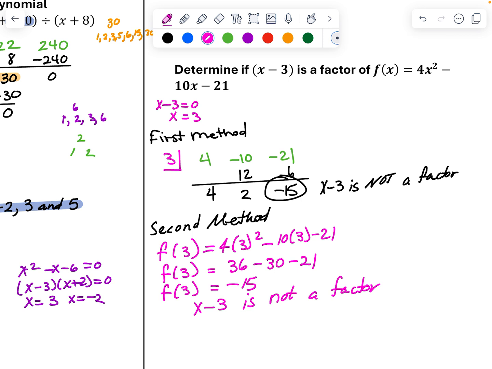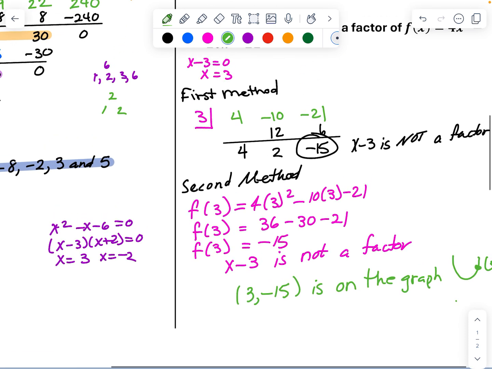By the way, just so you know, the ordered pair 3, -15, is on the graph. And this is a quadratic that opens up. So somewhere on this quadratic, there is the point 3, -15. Okay? And that's it.